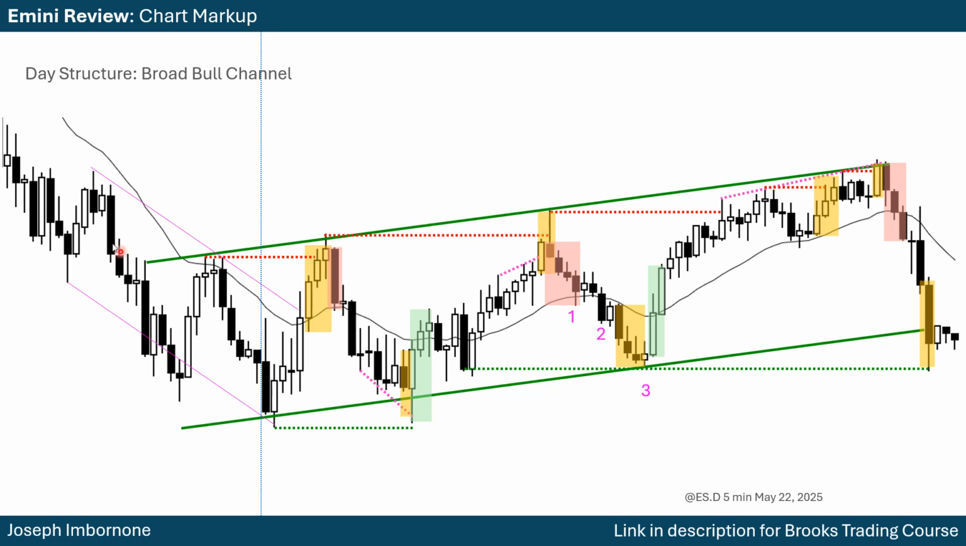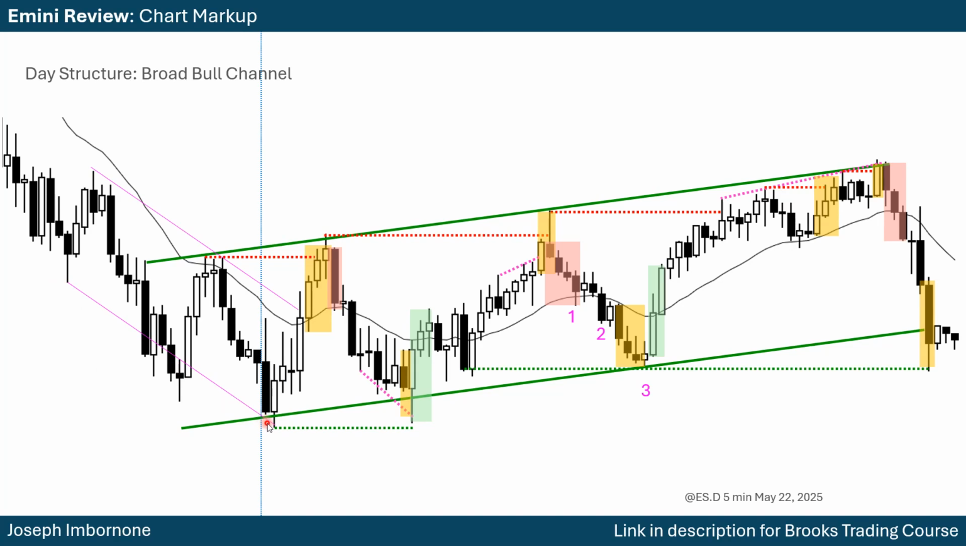So context going into the day, here's the open of the day, this vertical blue line. The first bar of the day is this bear reversal bar, and it was immediately followed by a bull bar. So down, up on the first 2 bars of the day, and that's foreshadowing trading range behavior. Now we see that it's 3 legs down in a channel.